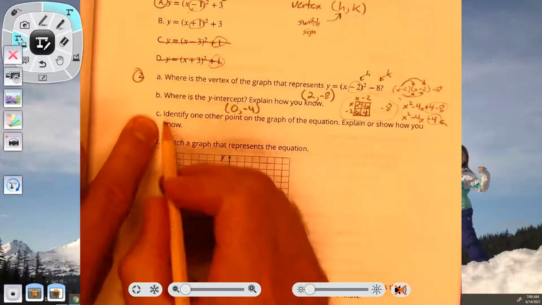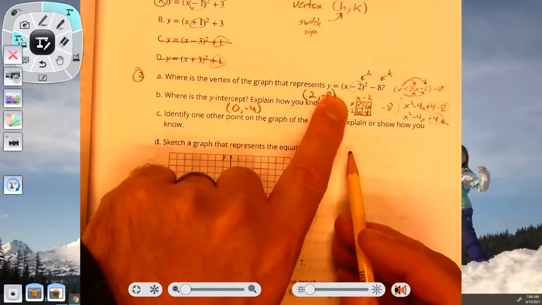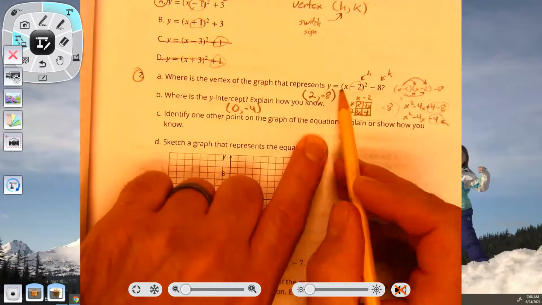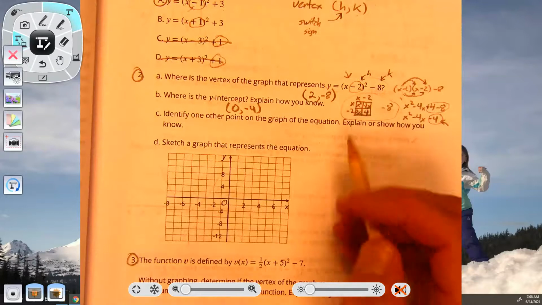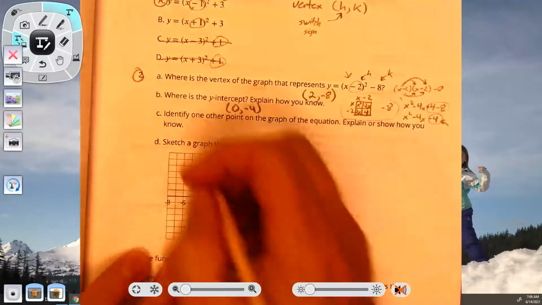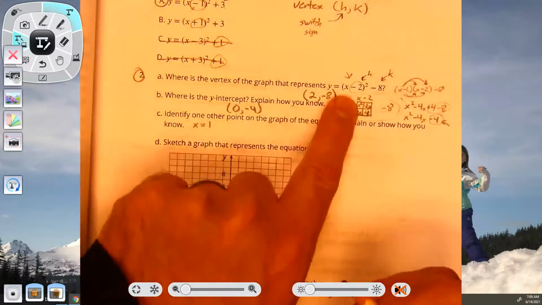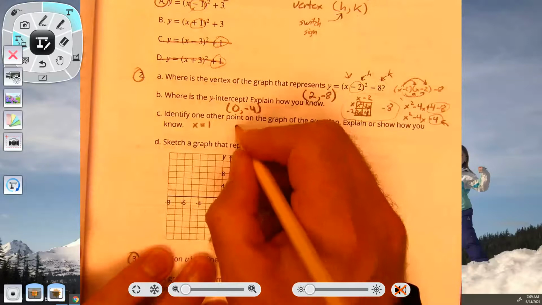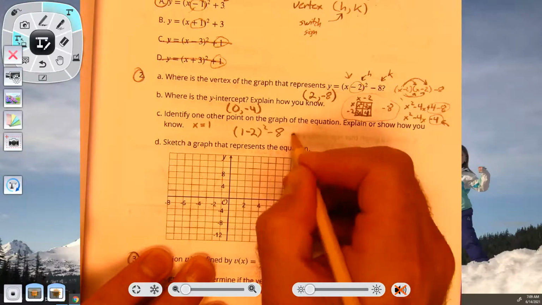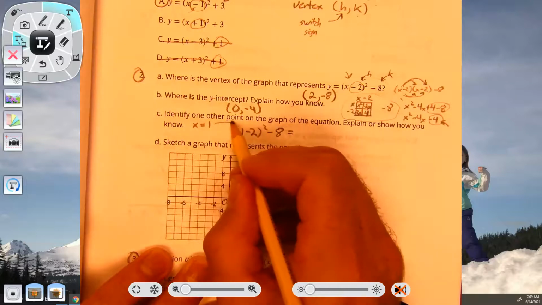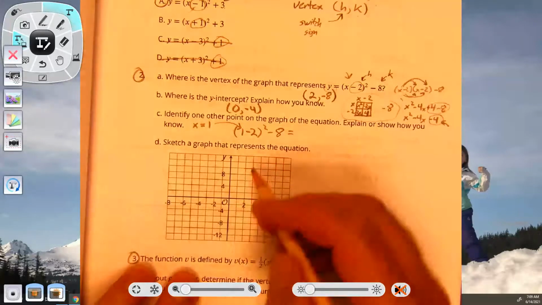For C, in order to identify another point on the graph, all we have to do is take our original equation up here and plug in a random number for x. Let's do something easy, like 1, because we've already had a 0 and a 2. When x equals 1, let's plug it in and see what y equals. So 1 minus 2 squared minus 8. We want to know what this equals, because that's going to be my y point.